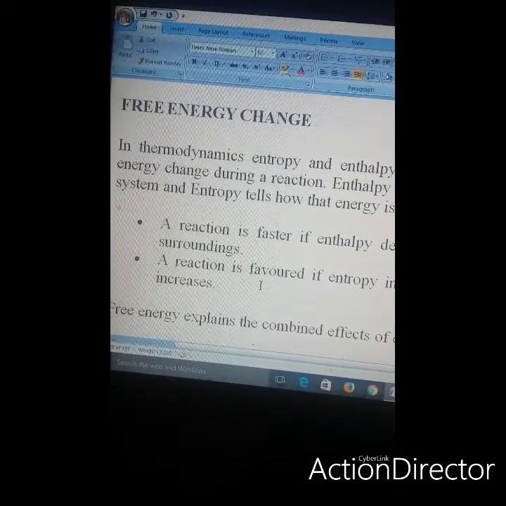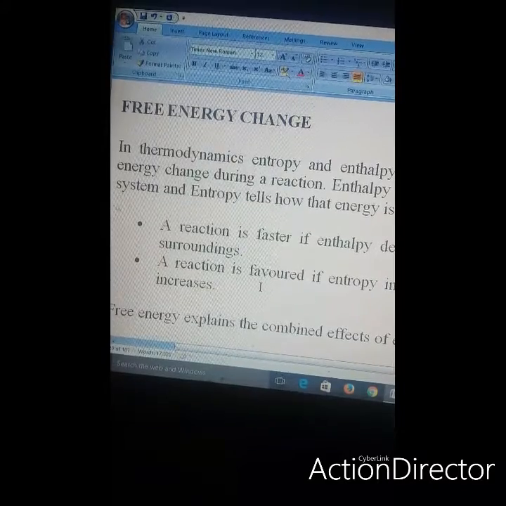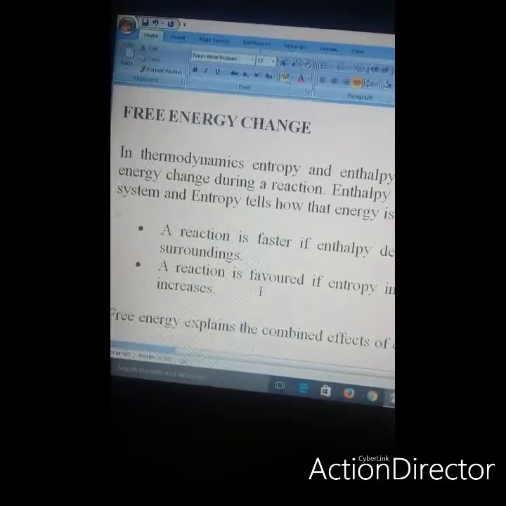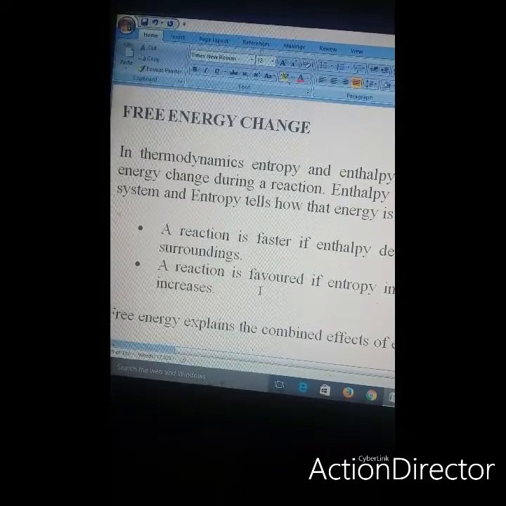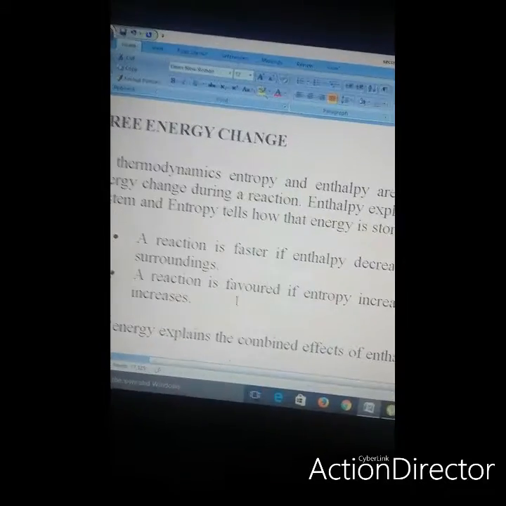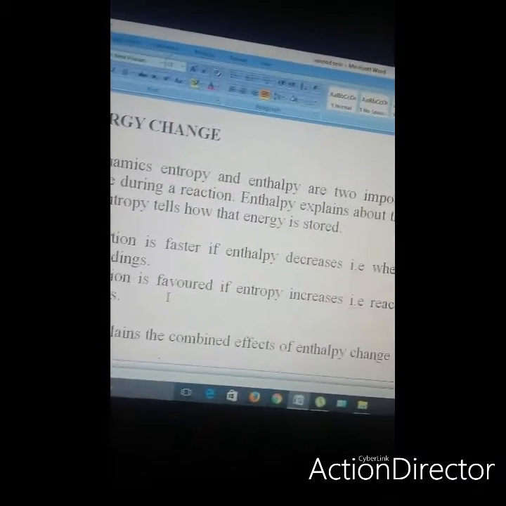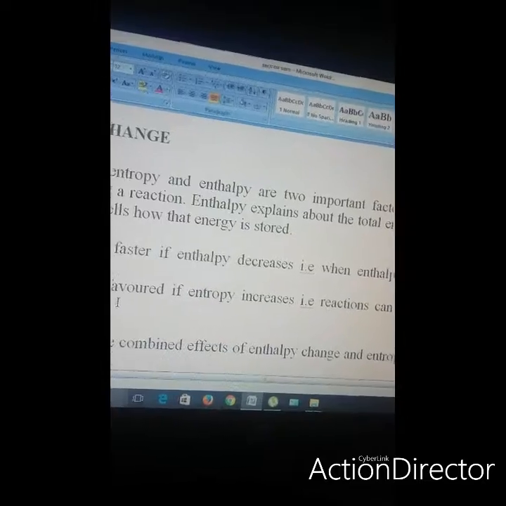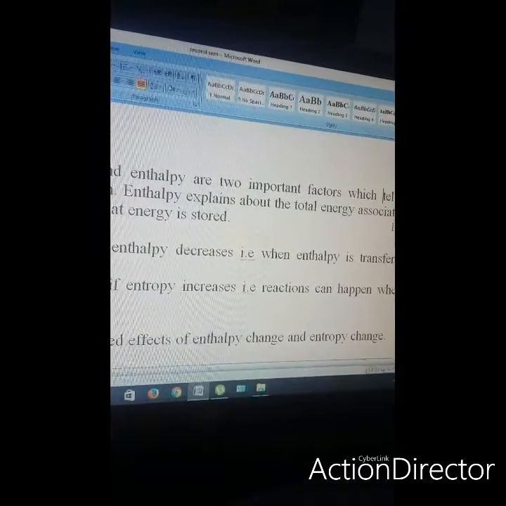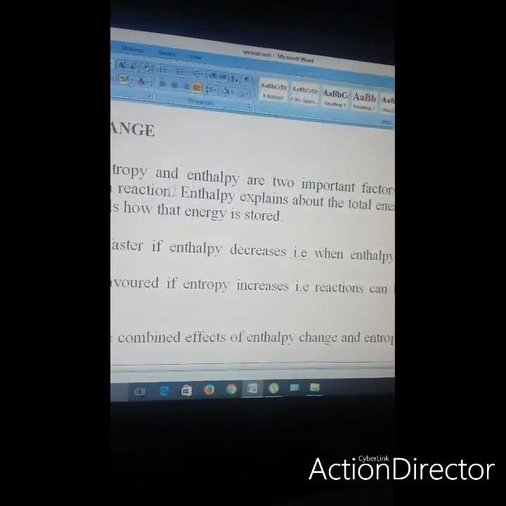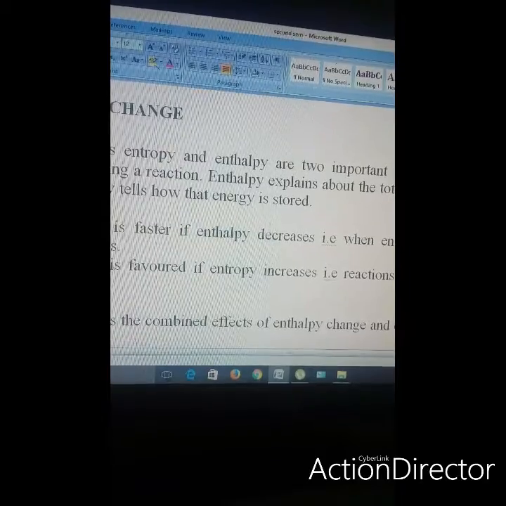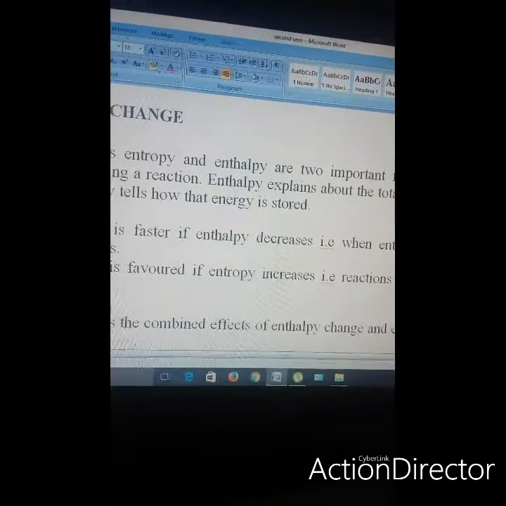When we talk about thermodynamics, the free energy change is very important, and to describe it we require two factors, that is entropy and enthalpy, because they tell you about the energy changes going on during a reaction. Enthalpy explains the total energy associated with the system, while entropy tells you how this energy is stored. So a reaction will be faster if enthalpy decreases.